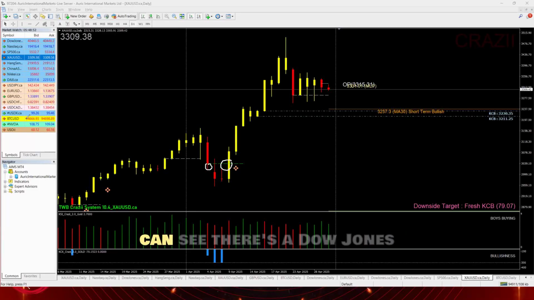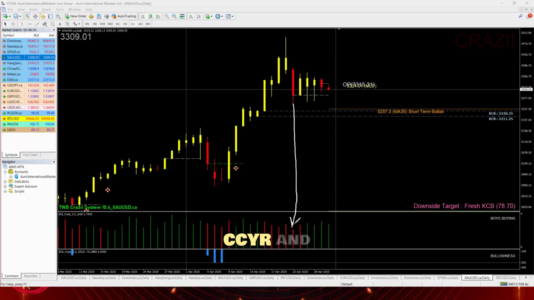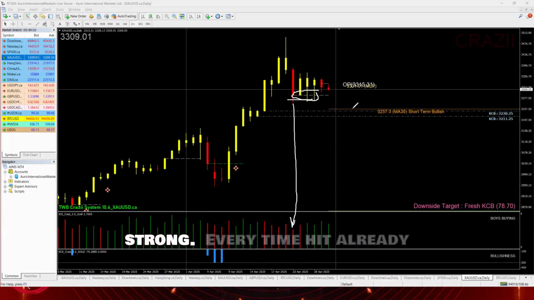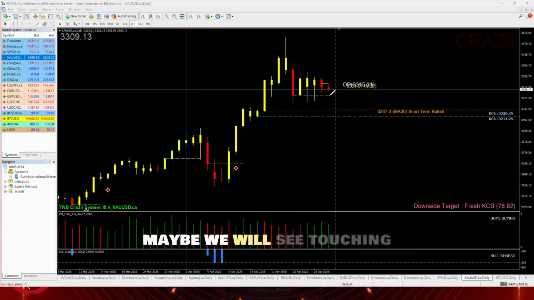Okay, so with this understanding now, you can see there's a Dow Jones CCRY, and you can see now why the market is so strong around this area. Look at it. So strong. Every time hit already recover, hit already recover. So by default, if today gold will come down, maybe we will see touching the KCL again at 3288. Okay, 3288. All right, very good.